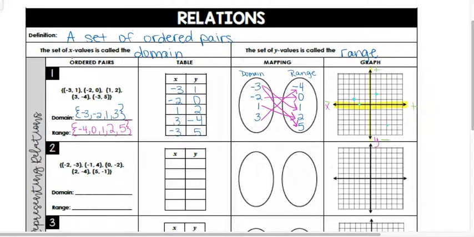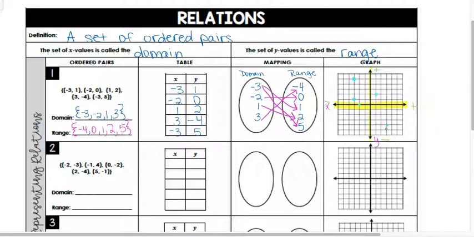Okay. Next one is negative 3, 5. So from the origin, we're going to go to the left 3. 1, 2, 3. And we're going to go up 5. 1, 2, 3, 4, 5. Okay? And we are done.